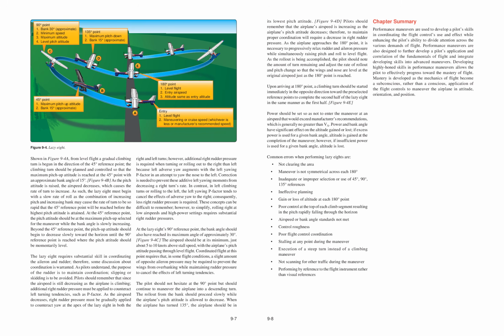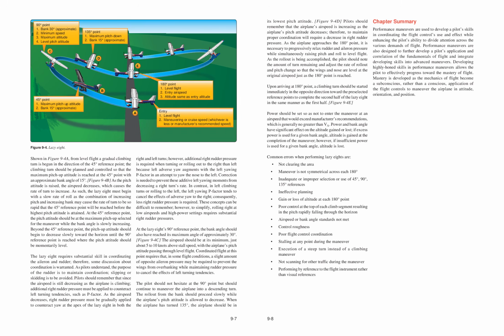In contrast, in left climbing turns or rolling to the left, yawing P-factor tends to cancel the effects of adverse yaw to the right, consequently, less right rudder pressure is required. These concepts can be difficult to remember, however. To simplify, rolling right at low airspeeds and high power settings requires substantial right rudder pressures.